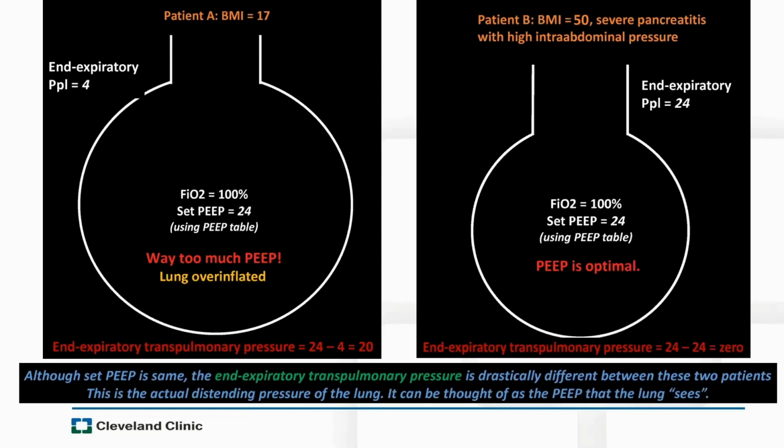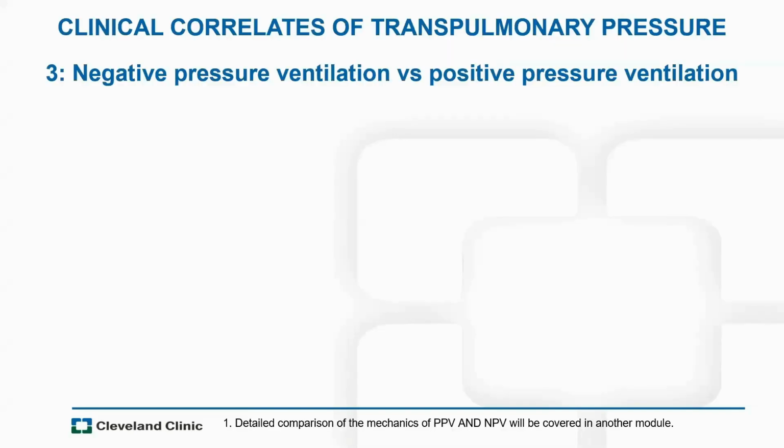Yeah. So again, just to put it in words, although the PEEP is the same in these two patients, the expiratory transpulmonary pressure is drastically different, and this can be thought of as the PEEP that the lung actually sees. So the TLDR of this is it's not just your PEEP and the plateau, it's also the pleural pressure that surrounds the lung that determines lung stress. So you have to subtract that from your PEEP and your plateau when you're trying to determine how much stress the alveoli are seeing.